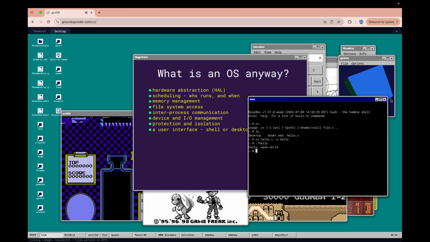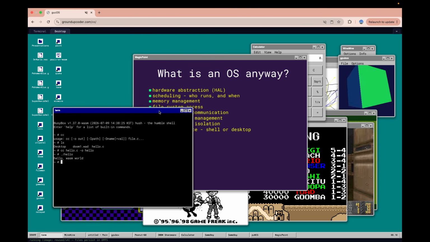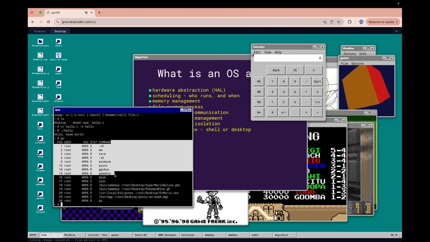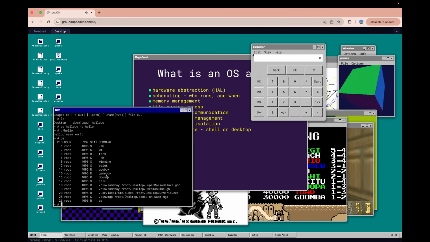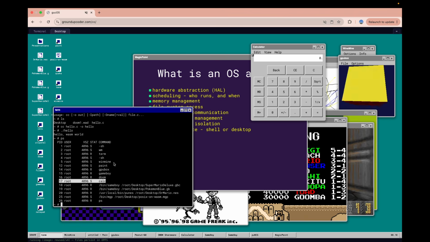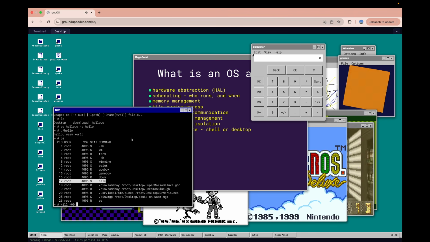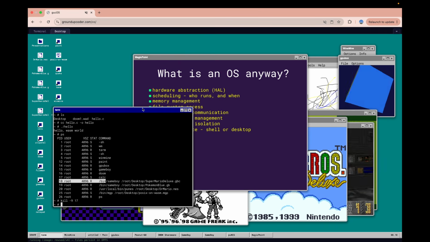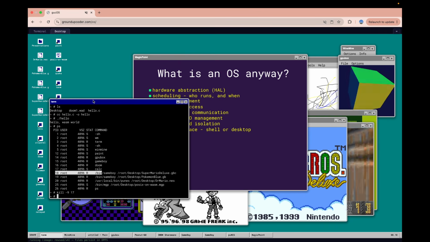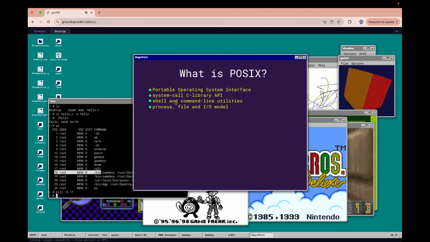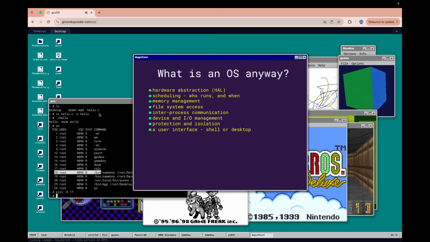So when it comes to processes, I have the calculator here. Let me list all the processes running here. The calculator is a process listed by PS, and then I can kill it. Boom, it died, right? So how does this program here know about that program over there, and how do you get it to respect the kill signal, that kind of stuff.